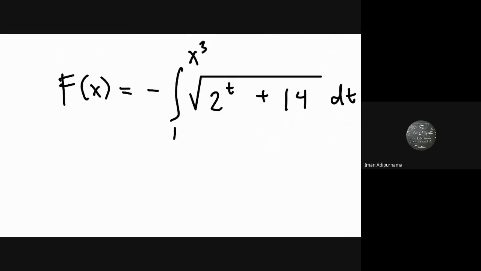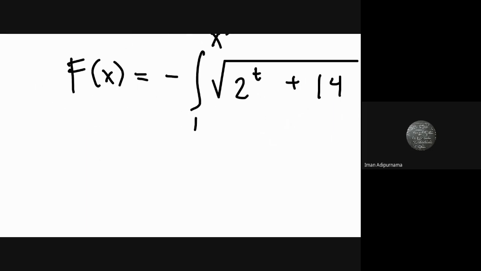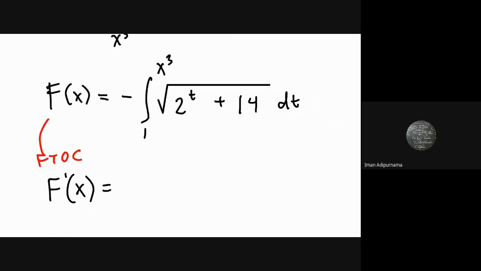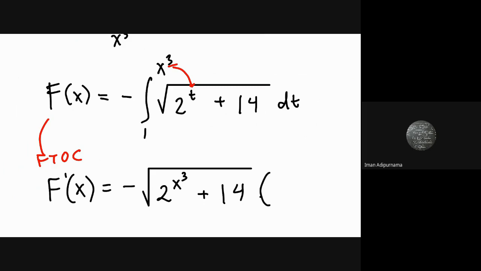So from here, we are going to use the fundamental theorem of calculus to derive this, to find the f prime x. So we are going to plug in x cubed into t. So minus, let me write minus the square root of x cubed plus 14. We also need to multiply with the 3x squared, the chain rule.